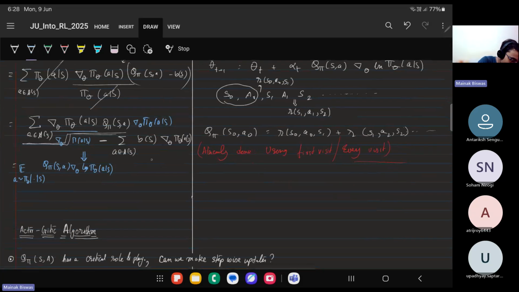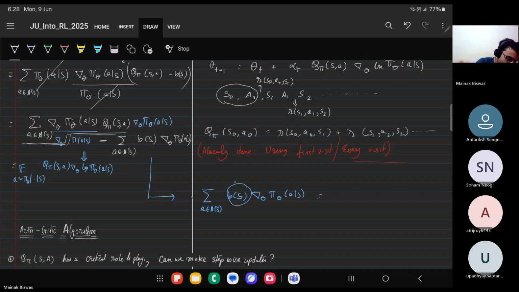Now the second term is very interesting to see. The summation of A given S, b of S, times the gradient of pi theta of A given S. Why did I not want b(S) to be a function of action? Because I can take it out of the summation, since it's not a function of action and I'm summing over actions here. Similarly, gradients are linear operations. Derivatives are linear.